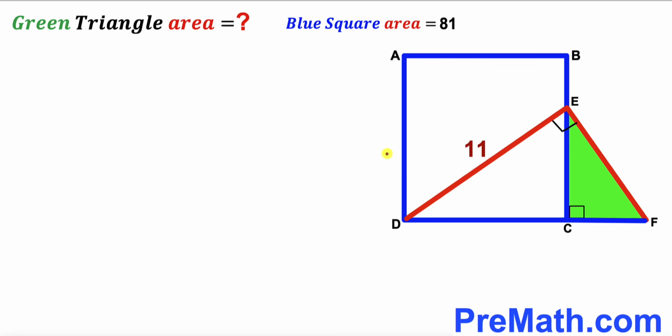In this video, we have this blue square ABCD and the right triangle DEF put together, as you can see in the given diagram. As a result, we end up with this green shaded right triangle CEF. Moreover, this diagonal DE length is 11 units. Furthermore, the area of this blue square has been given to us as 81 square units. Our task is to calculate the area of this green shaded triangle CEF.